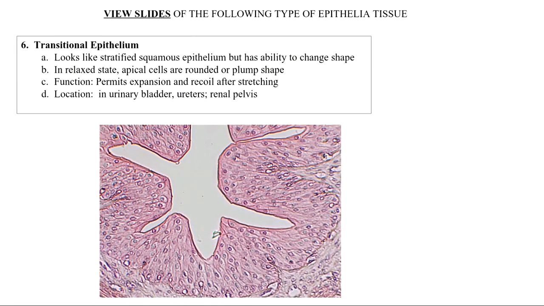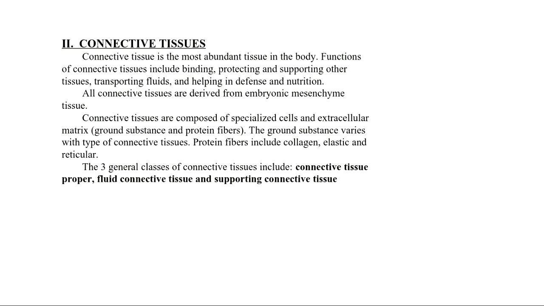So anyway, those are our 6 epithelials. So again, you'll be able to identify those, give me a function and location, and you can move on to the next. And again, you want to apply what you're learning in the lecture slides to the lab materials. That's why the information we do in lecture overlaps at least somewhat with what we're doing in lab. All right, next are connective tissues.